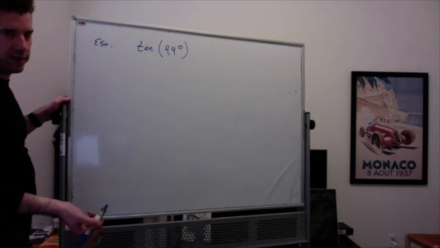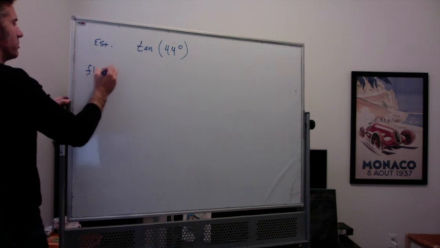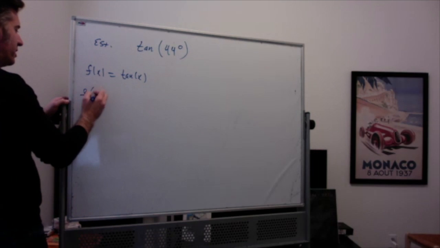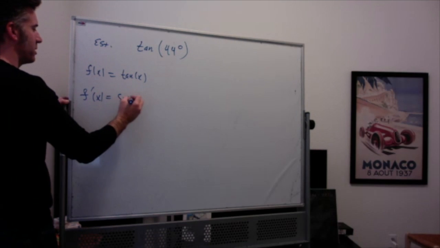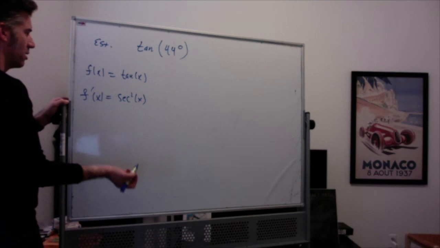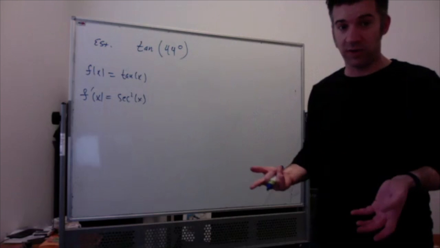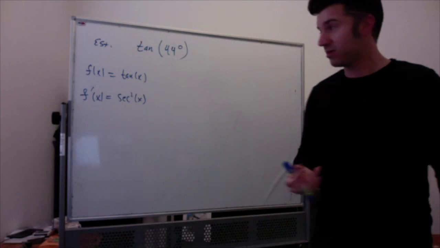All right, so let's write down some stuff. We know our function is tangent of x. We know the derivative is secant squared of x. And what is the value that I actually want to use? It is close to 44 degrees, but much easier to evaluate.